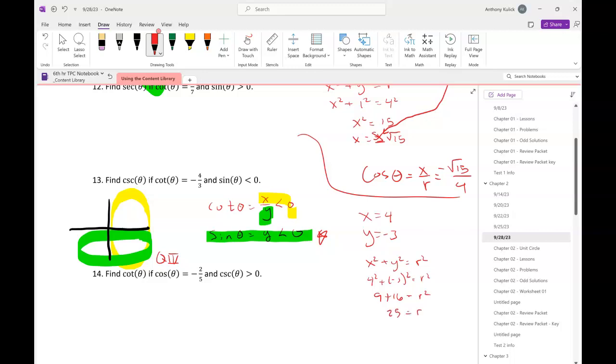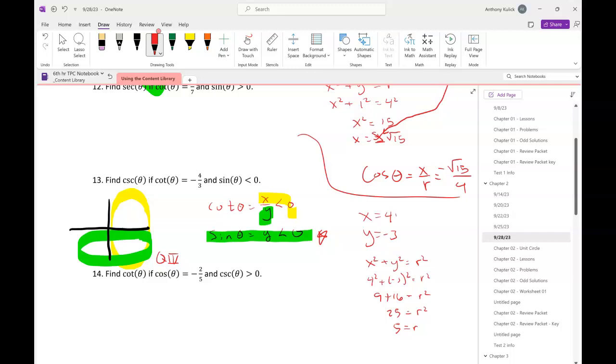And since r is a distance, I know that that result always is going to be a positive. X and y are coordinates. Those can be positive or negative. So I have to be careful about the plus or minus. R is a distance, always going to be positive.